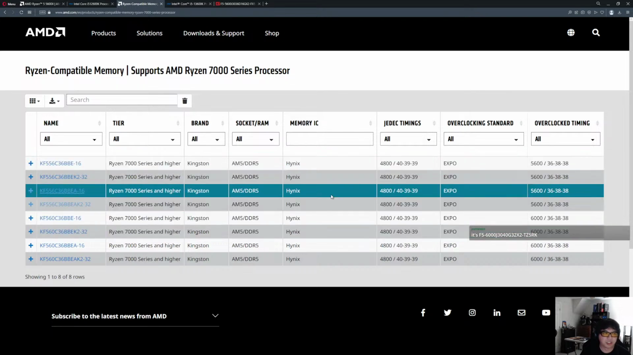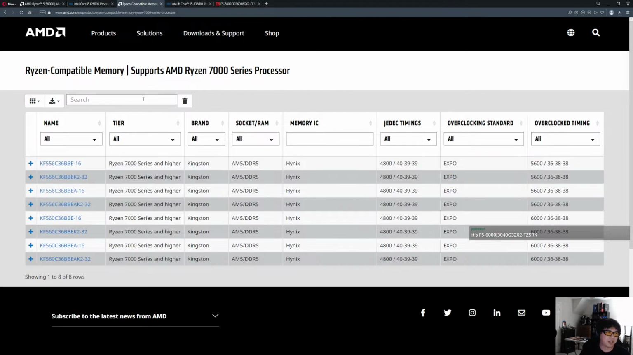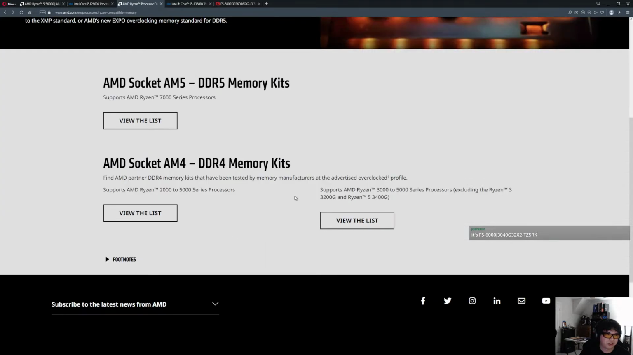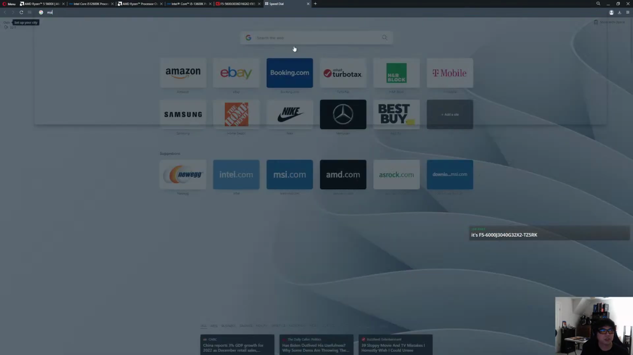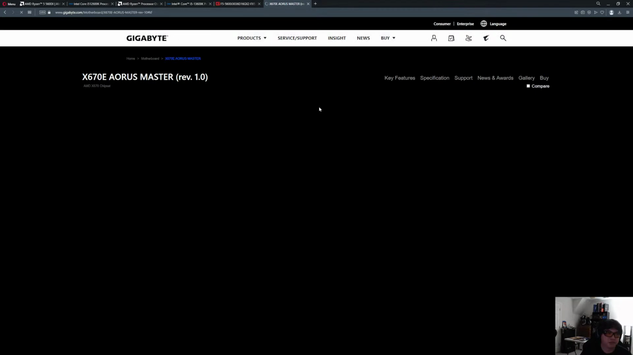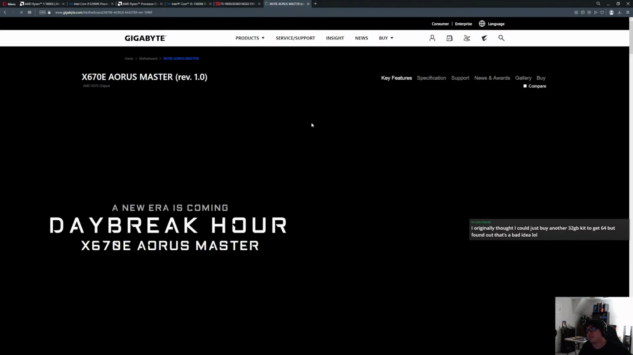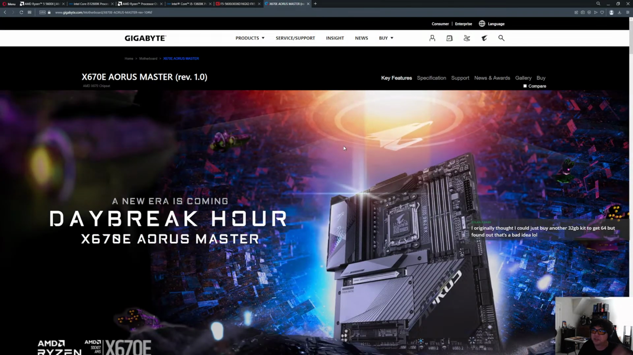Well, these are just different memory kits. I guess you could use this webpage to search for yours. But let's just use Gigabyte. Let's look at one of these motherboards. So this is the motherboard that I am using to stream on this computer right now, so I'm using a real-world example.